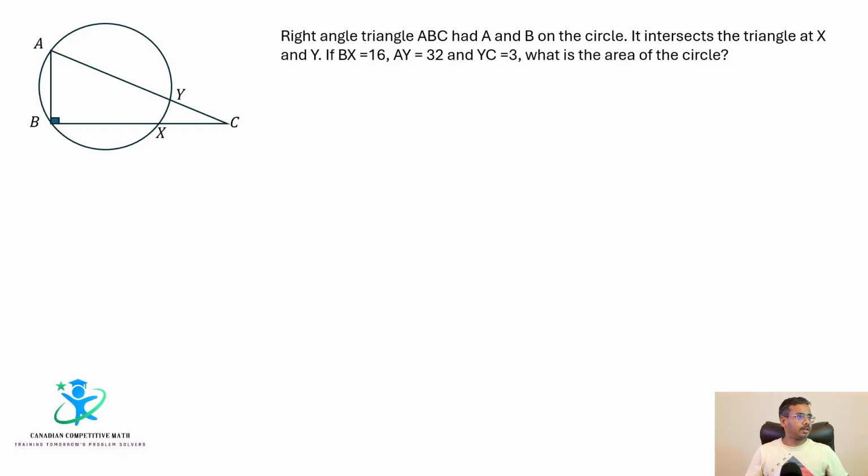Right angle triangle ABC had A and B on the circle. We have a right angle triangle ABC with angle B as 90 degrees, and vertices A and B are on the circle. The circle intersects the triangle at X and Y. We can see here, if BX equals 16 and AY equals 32 and YC equals 3, what is the area of the circle?